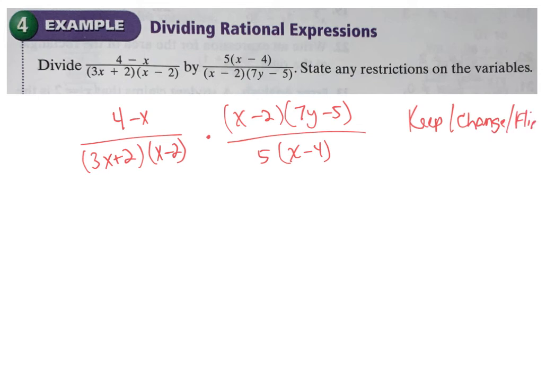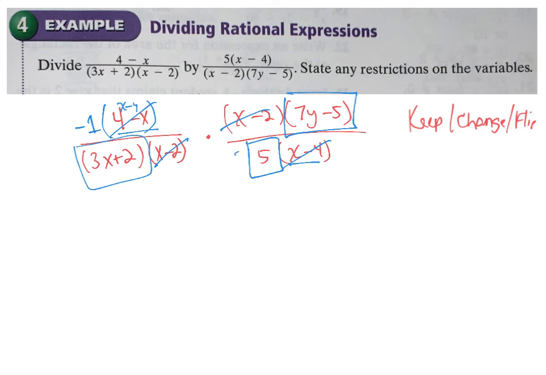Remember I said if they're exactly opposite, 4 minus x and x minus 4, I can take out a negative 1 here, and then I can cancel those because that becomes x minus 4. 3x plus 2, can that cancel with anything? No, it cannot. X minus 2? Yes. 7y minus 5? No. 5. By the way, there's a reason I'm boxing it. It's more than just instruction. What do you think could potentially happen to something like that 5 if I'm not boxing it? You forget it's there and in your final answer, it doesn't show up. So your final answer is negative 7y minus 5 over 5, 3x plus 2.